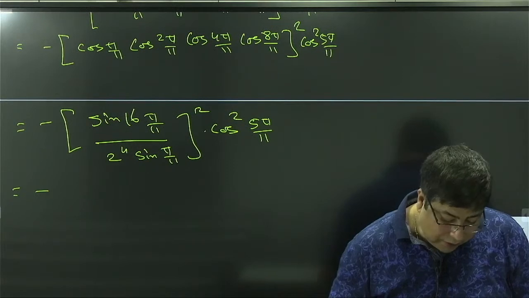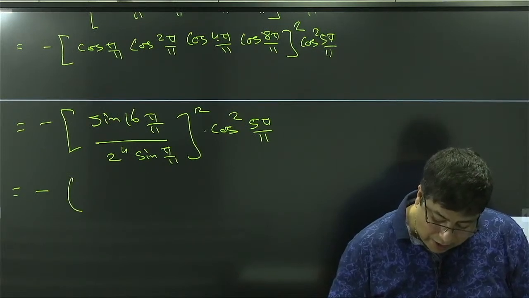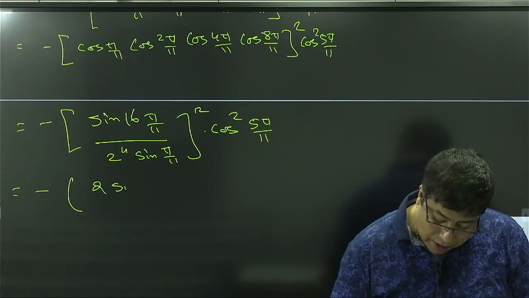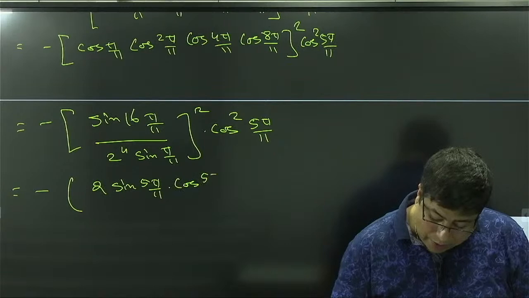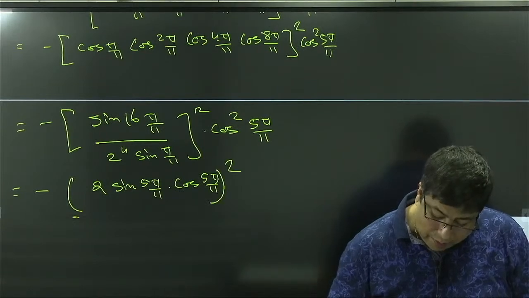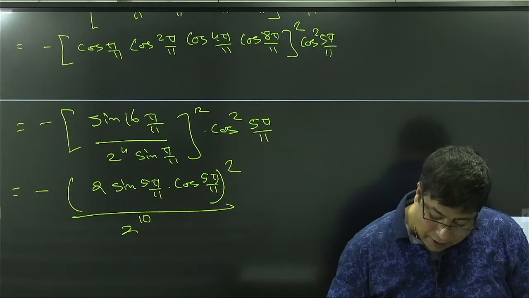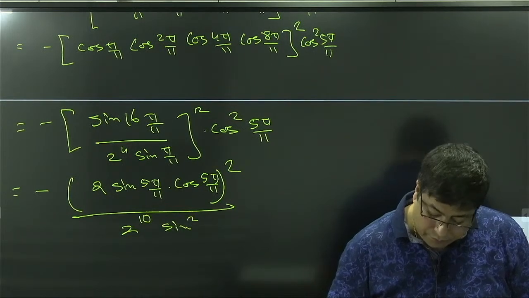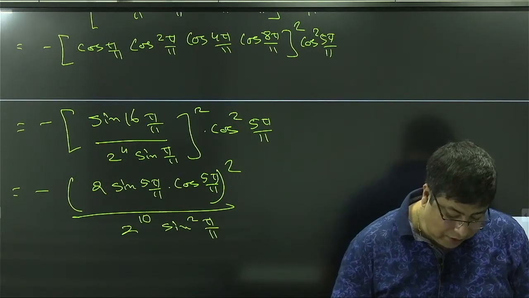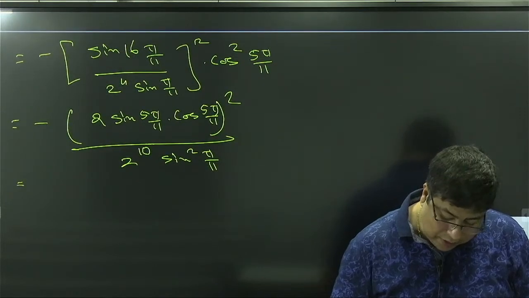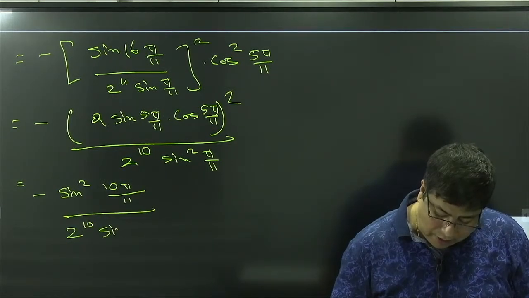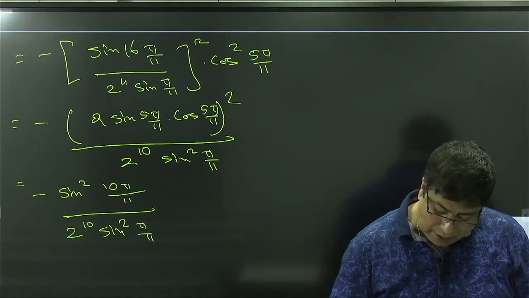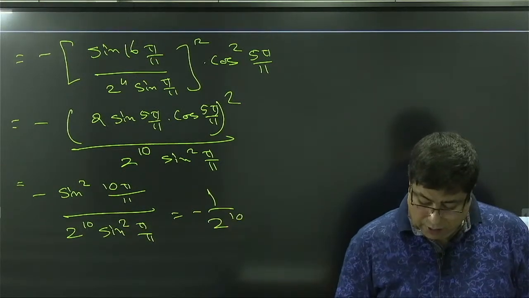So if we insert it within the square, we are getting 2 sine 5 pi by 11 into cos 5 pi by 11, whole square, by 2 to the power 10 sine square pi by 11. Since 2 sine theta cos theta is sine 2 theta, that is minus sine square 10 pi by 11 by 2 to the power 10 sine square pi by 11. It is coming minus 1 by 2 to the power 10.